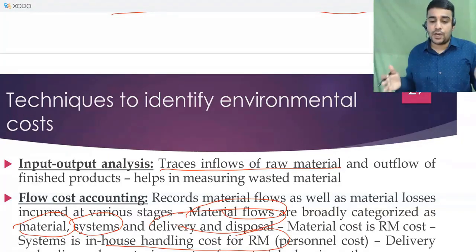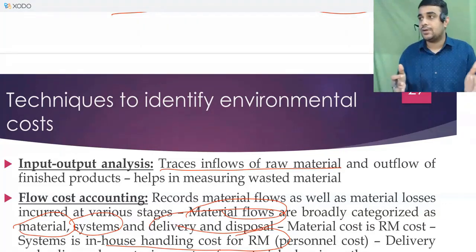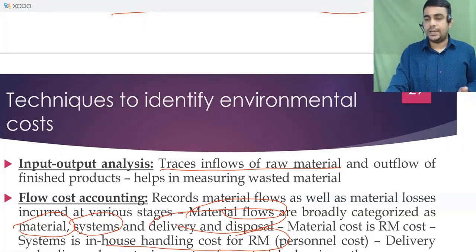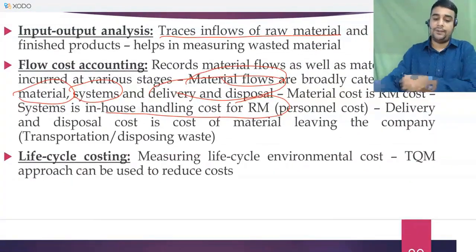So there are three types of cost which you will incur. One is called material cost, second is the systems cost, and third is delivery and disposal. The next two techniques I think you are aware of: life cycle costing and activity based costing.